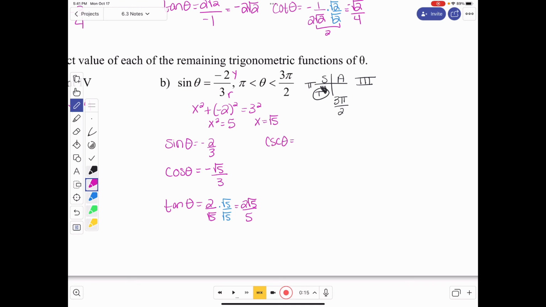Cosecant of theta is negative 3 over 2. And secant of theta will be negative 3 over square root of 5. And again, we can't have that, so I need to rationalize my denominator by multiplying top and bottom by square root of 5. So we'll get negative 3 square root of 5 over 5. And my cotangent of theta will be square root of 5 over 2. And that will conclude these notes.